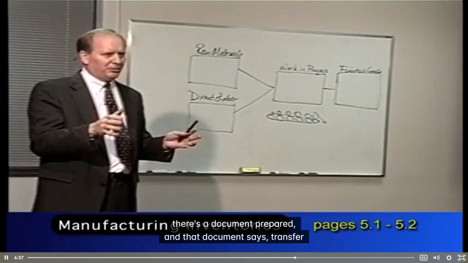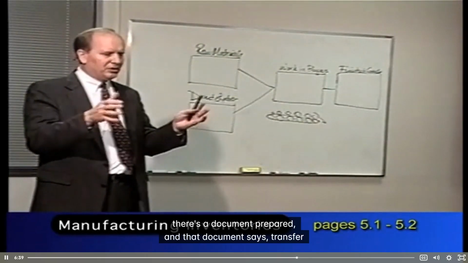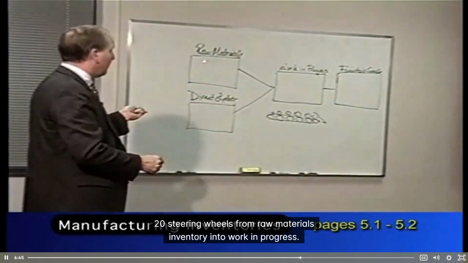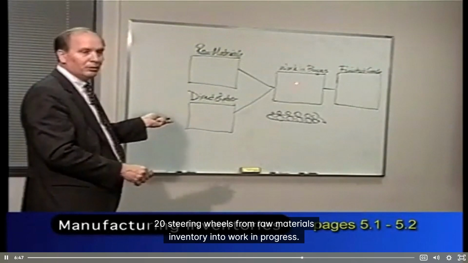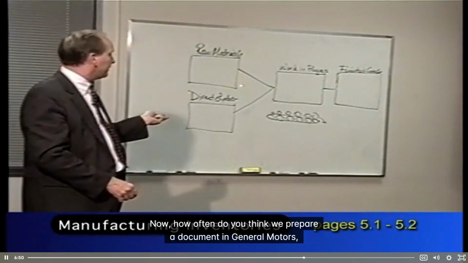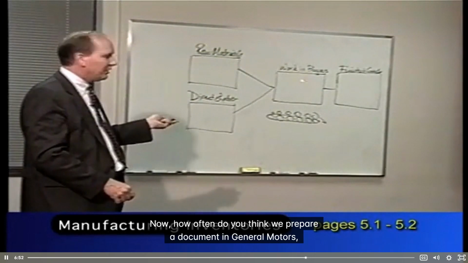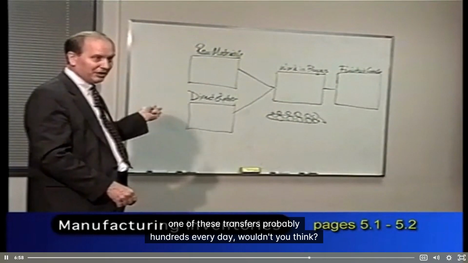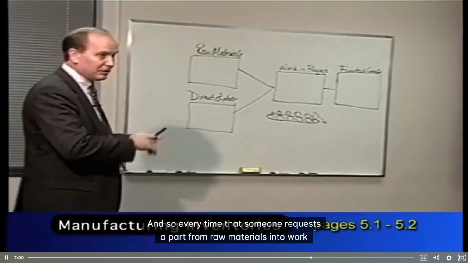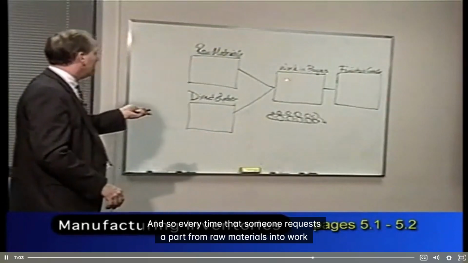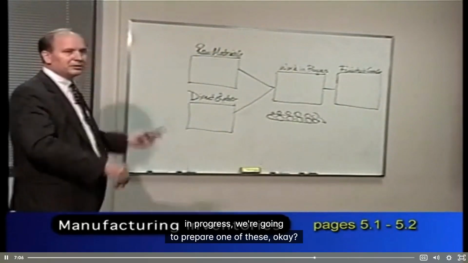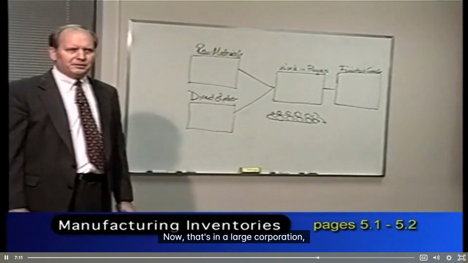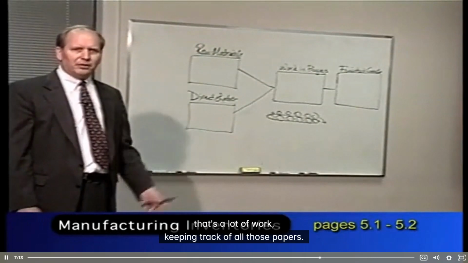At that point, there's a document prepared. And that document says, transfer 20 steering wheels from raw materials inventory into work in progress. Now, how often do you think we prepare a document in General Motors, one of these transfers? Probably hundreds every day, wouldn't you think? And so every time that someone requests a part from raw materials into work in progress, we're going to prepare one of these. Okay? Now that's in a large corporation. That's a lot of work, keeping track of all those papers.